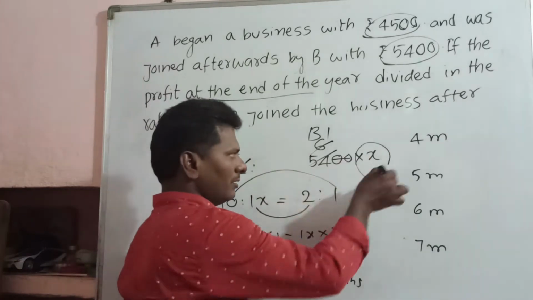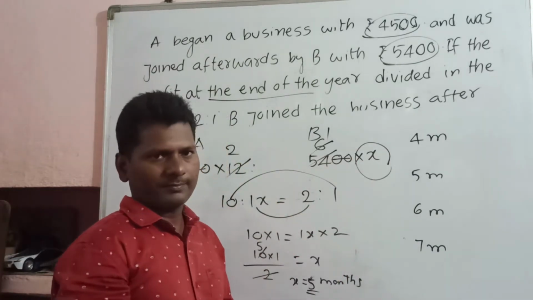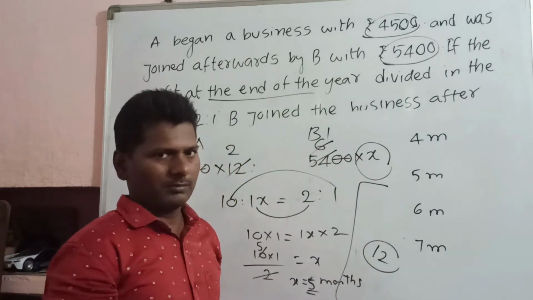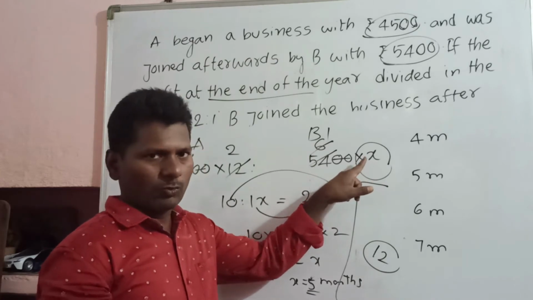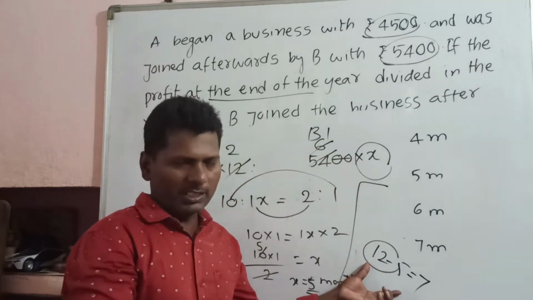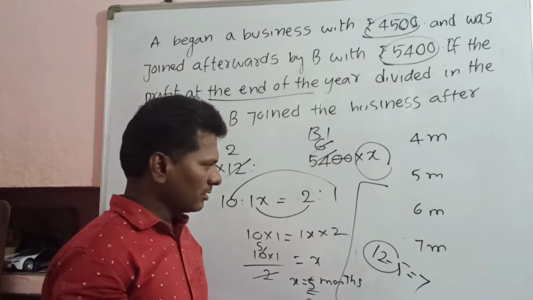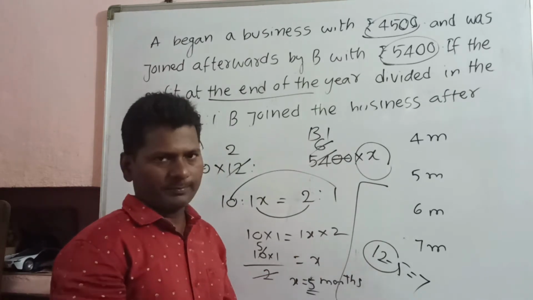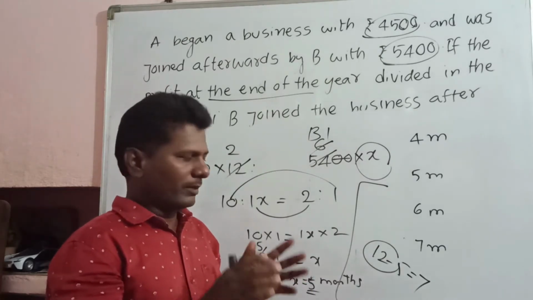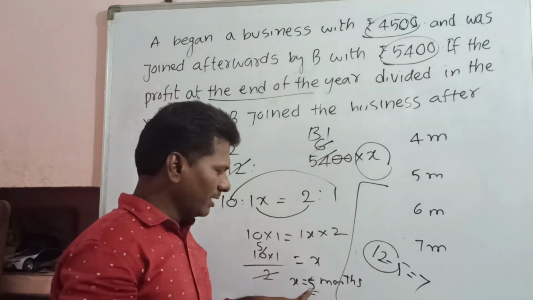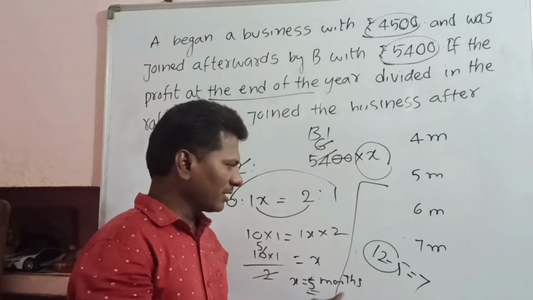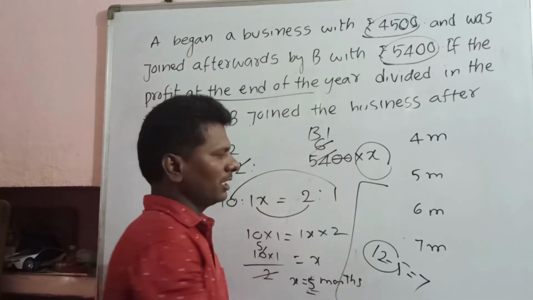X means B was in business for 5 months. The business went for 12 months, but B was in business only for 5 months. That means he joined the business after 7 months. We have to subtract this 5 from 12 months. Given that at the end of the year the profits are distributed, the business went on for 12 months. B did the business for 5 months, so after 7 months he joined. So the answer is 7 months.